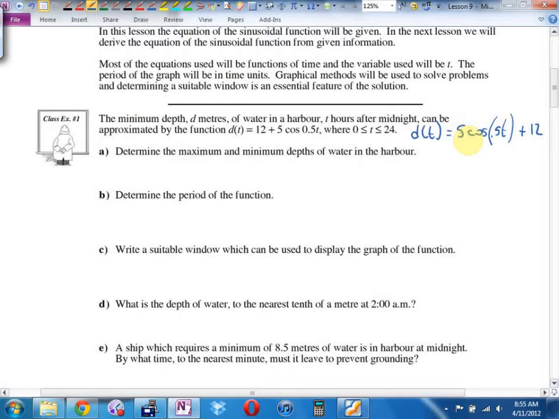Vertical displacement was? Which was also the middle of our graph. So this graph is 12 high to start out, and then from here it goes 5 up, 5 down. If you go 5 down from 12, what's your minimum? 7. If you go 5 up from 12, what's your maximum? 17.